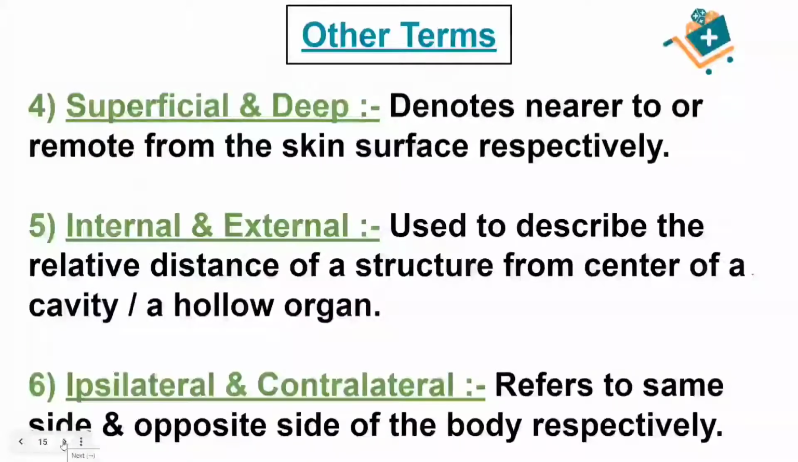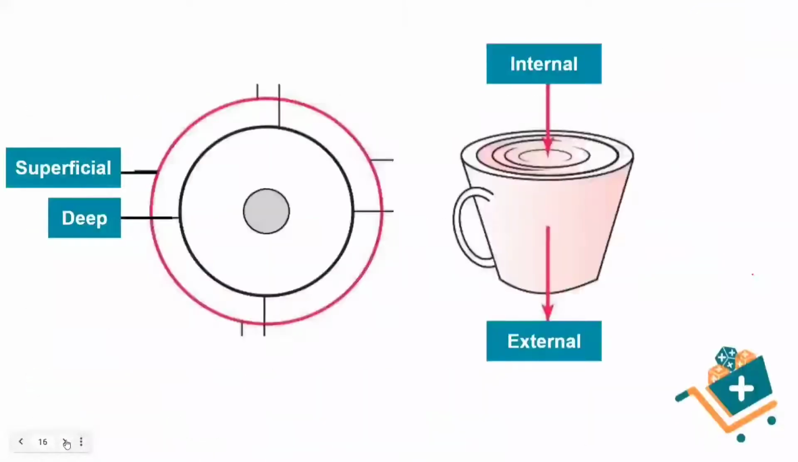Internal and external: anything that is inside is internal, and anything that is outside is external. It might be in relation to a hollow organ, a cavity, or a structure. Now ipsilateral and contralateral. Ipsilateral means the same side. Contralateral, contra, means opposite.